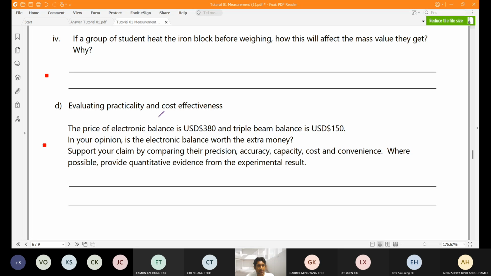Evaluating practicality and cost effectiveness. The price of the electronic balance is $380. The triple beam balance is less than half of it. Is the electronic balance worth the extra money? Support your claim by comparing their precision, accuracy, capacity, cost, and convenience. Where possible, provide quantitative evidence from the experimental result.